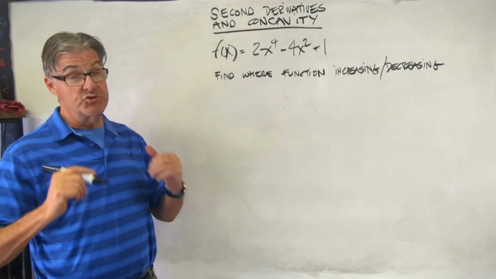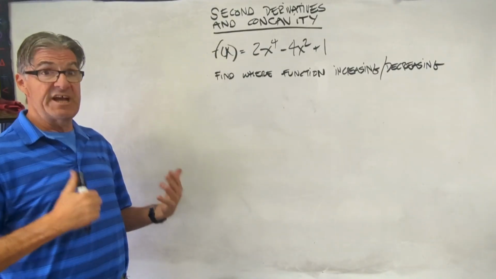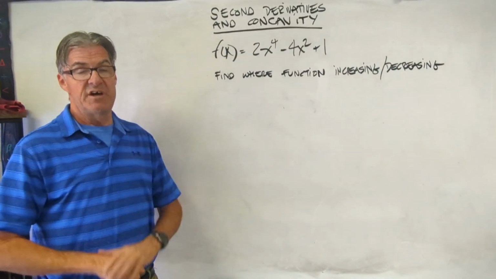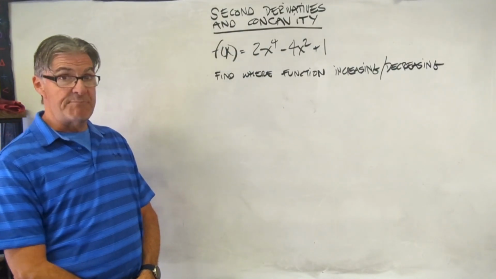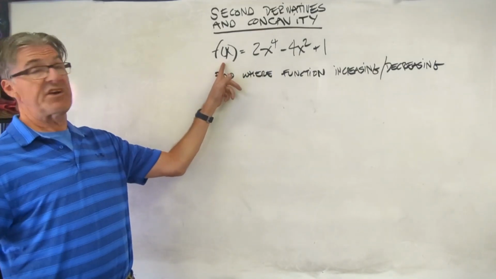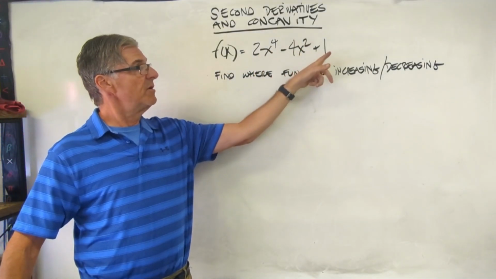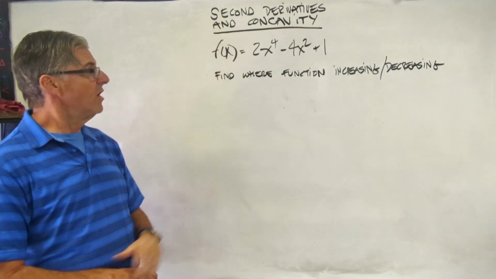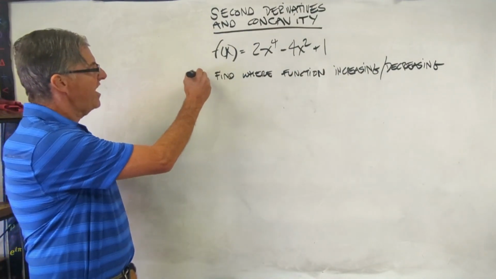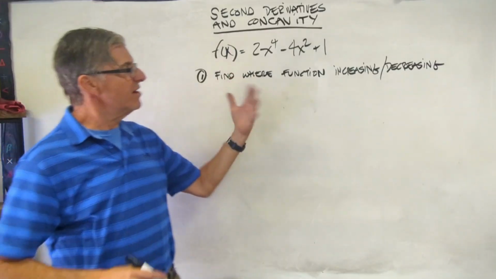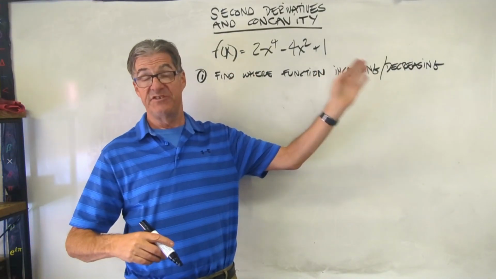We're going to go through our usual sequence of events, figuring out what we can use differential calculus to figure out about a function. So here is our function: 2x to the 4th power minus 4x squared plus 1. So first step here, let's call that 1. Find out where the function is increasing and decreasing.